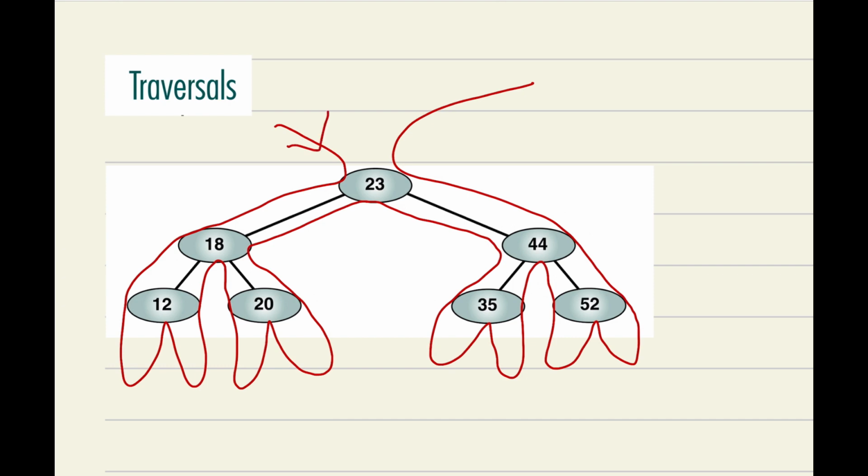Okay. So you can see the direction is like this. So first we are meeting 23, then 18, then 12, then going for dinner with 12, then saying bye bye to 12, then going for dinner with 18, then meeting 20, then going for dinner with 20, then saying bye bye to 20, then saying bye bye to 18. Like this we are touching each node thrice.